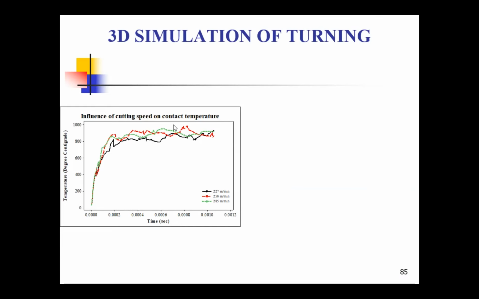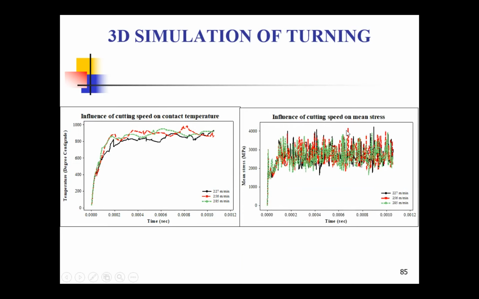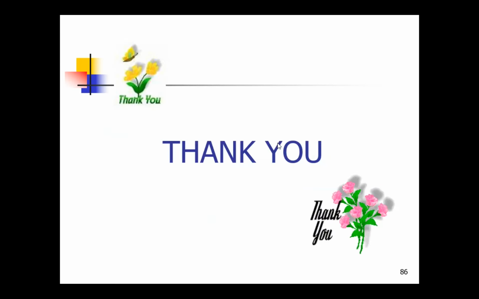In the previous slides itself we can see what is the influence of any input parameters that can also be studied. So here I am going to consider 3 different cutting speeds: 227 meter per minute, 256 meter per minute, 285 meter per minute. And what is the change in temperature? Here you can see more or less 256 and 285 produce a similar set of temperatures, that is around 940 something. Similarly on the mean stress, more or less all these are going to produce the same type of stresses. So with this I come to the conclusion of today's session, morning session.